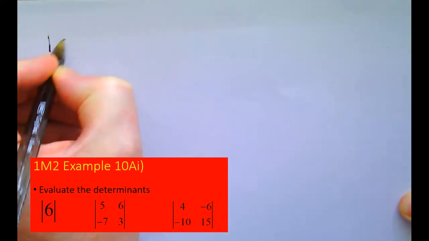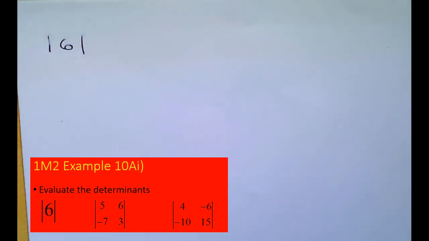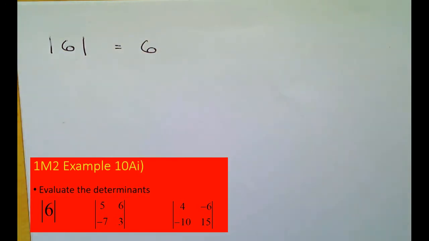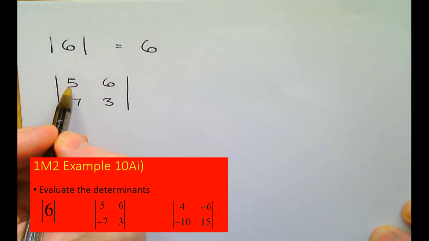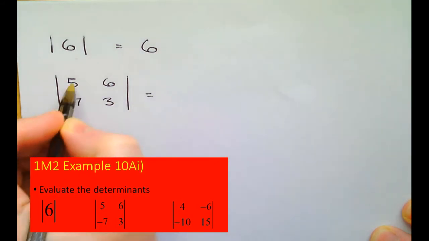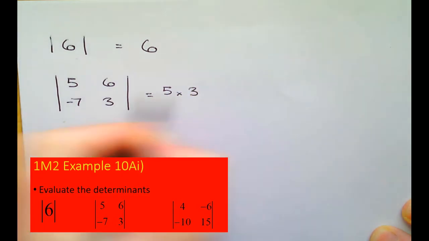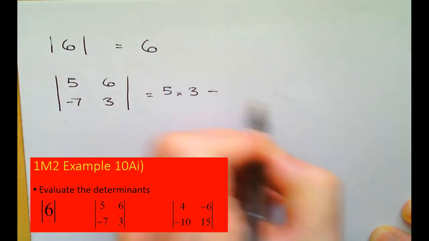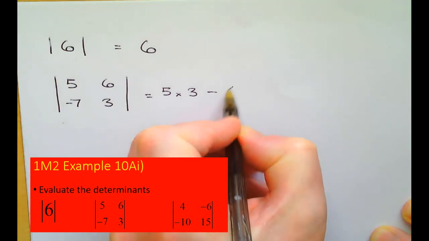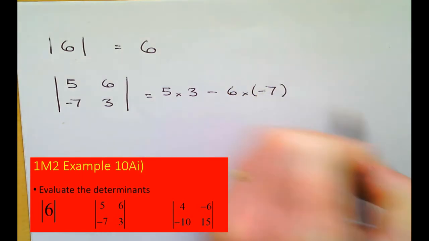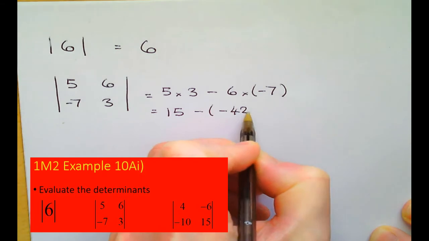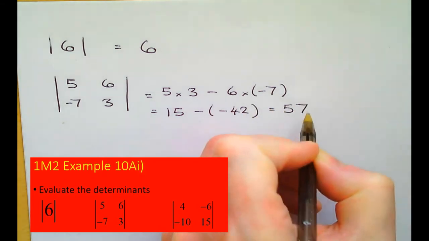So the first one, the determinant 6. A 1 by 1 determinant, this is simply equal to 6. The determinant 5, 6, minus 7, 3 will be 5 times 3, multiply the elements on the main diagonal, minus, and then subtract off the product of the remaining two. That is 6 times minus 7. So it gives us 15 minus 42. This determinant comes to minus 27.